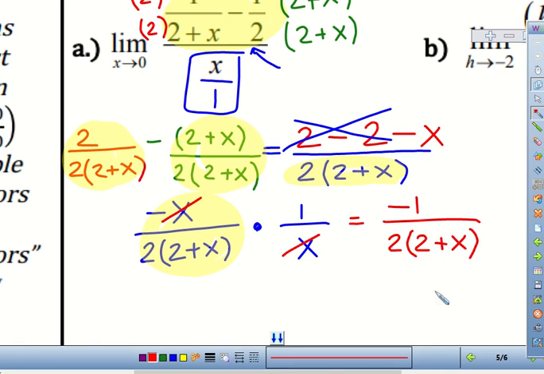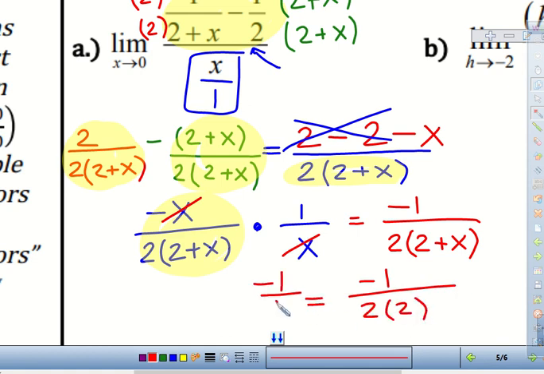Now, what am I now going to substitute in for the x? 0. So that's going to be, the answer is going to come out to be negative 1/4.